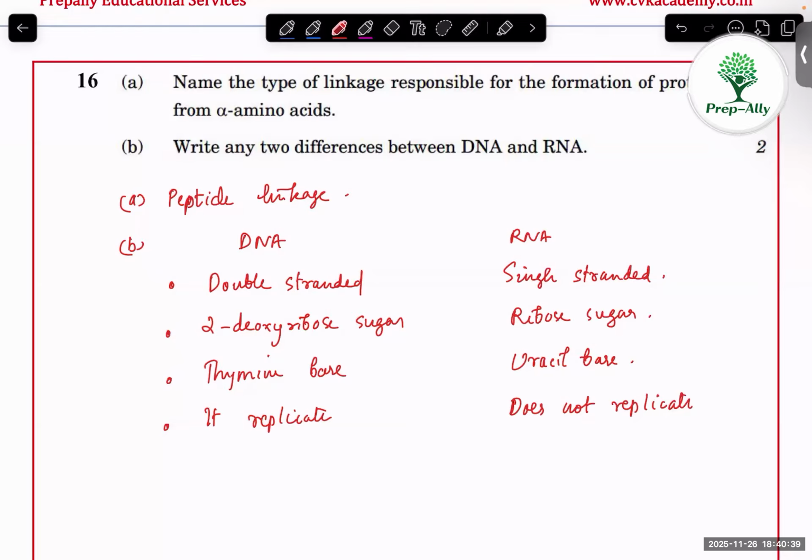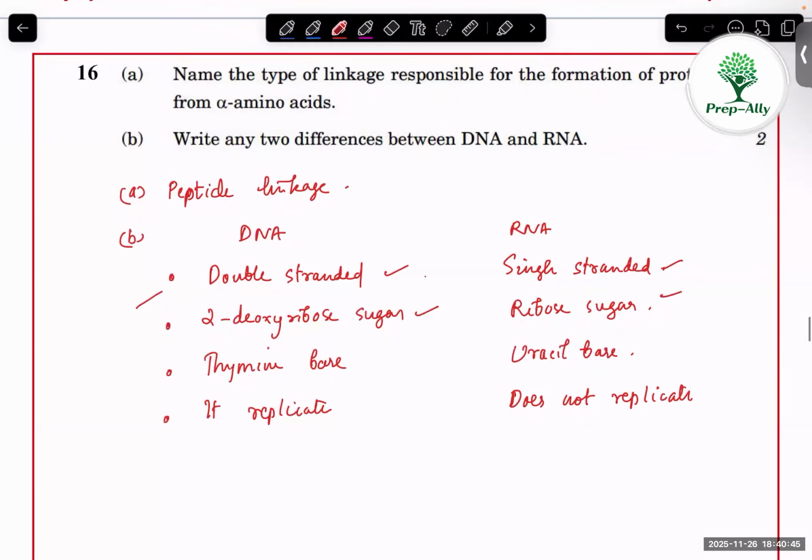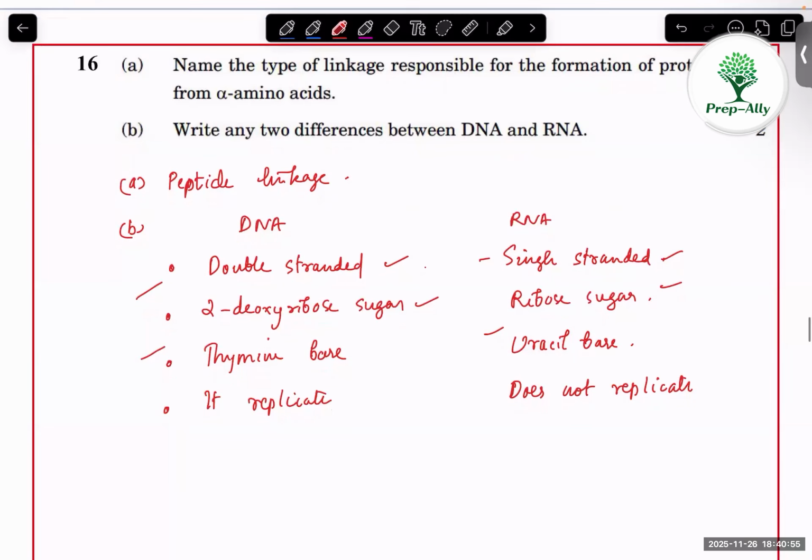So you can write any two differences. You can write either these two, or you can write this one, this one, this one. Any two differences. Don't write all of them. You will not get extra marks. Any two suitable differences means any two suitable differences. You will be getting the 2 marks. So I hope it is clear.